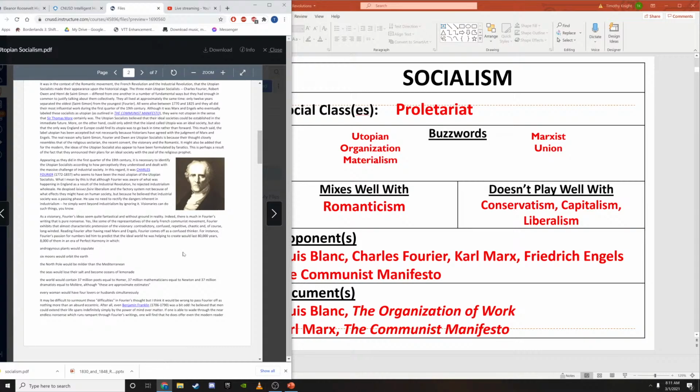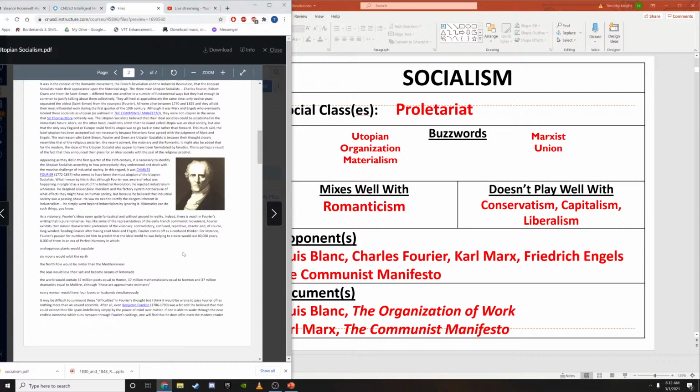For instance, Fourier's passion for numbers led him to predict that the ideal world he was helping to create would last 80,000 years, 8,000 of them in an era of perfect harmony, in which androgynous plants would copulate, 6 moons would orbit the Earth, the North Pole would be milder than the Mediterranean, the seas would lose their salt and become oceans of lemonade, the world would contain 37 million poets equal to Homer, 37 million mathematicians equal to Newton, and 37 million dramatists equal to Moliere, although these are approximate estimates. Every woman would have 4 lovers or husbands simultaneously.